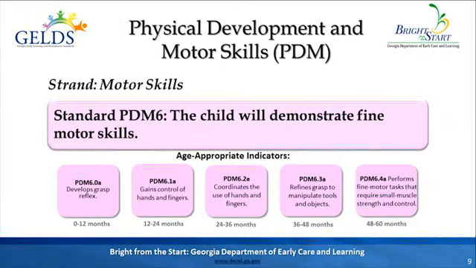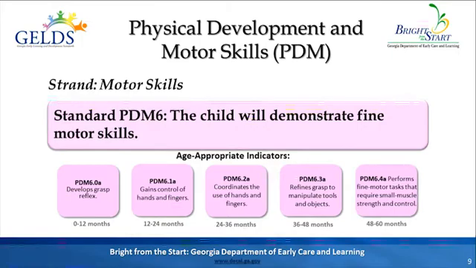All right, so that was great. So we've covered gross motor skills, and that leads us to our last standard in the GELDS for physical development and motor skills, and that is the child will demonstrate fine motor skills. And if you look at that age progression with the indicators, they're starting off at 0 to 12 months, developing their grasp reflex. And then they're moving along through that progression, gaining control of hands and fingers, coordinating the use of hands and fingers, refining their grasp to manipulate tools and objects, and then finally performing fine motor tasks that require small muscle strength and control.